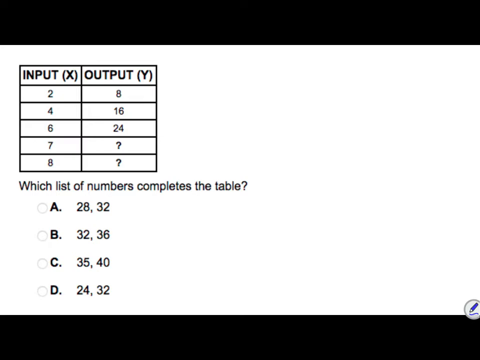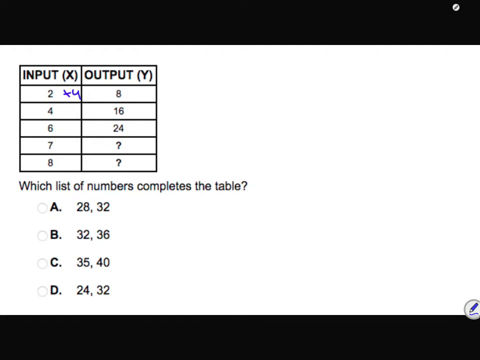I'm looking for patterns. So first I'm thinking I'm getting bigger, smaller, I'm getting bigger. So I'm either adding or I'm multiplying. I'm noticing that a lot of the numbers are multiples of 2 or 4. I do know that 2 times 4 is 8. And let's see, 4 times 4 is 16. 6 times 4 is 24. What's 7 times 4? Well, I know that's 28.